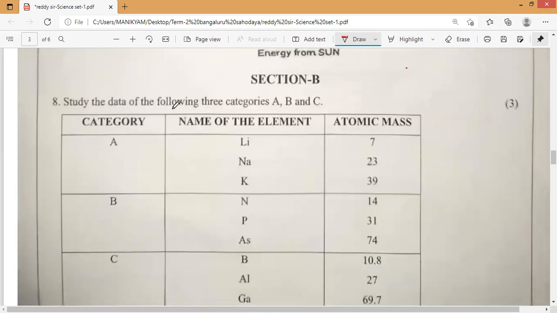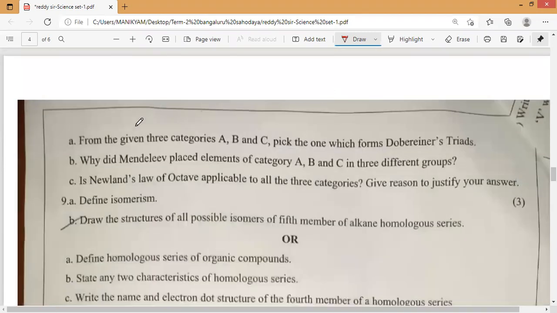Study the data of the following 3 categories A, B, C. They are asking: from the given 3 categories A, B, C, pick the one which forms Dobereiner's triads. That is the first thing they are asking. So now you tell me, what do you mean by Dobereiner's triads, guys? Anybody? First of all, Nitish, what do you mean by Dobereiner's triads?